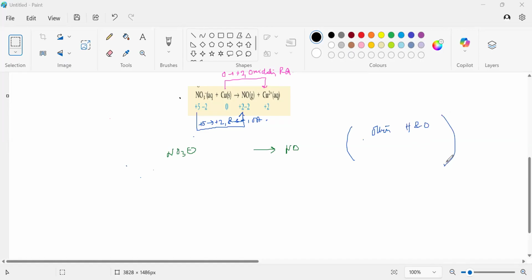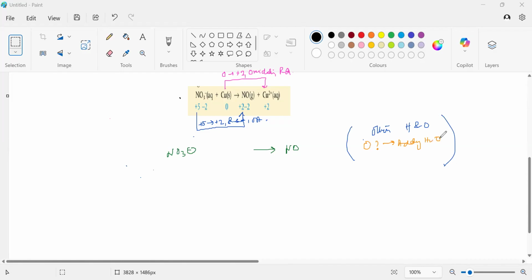Is it clear? Understood? What are the elements other than oxygen and hydrogen? Nitrogen, right? Is it balanced? Yes. Then you have to check if oxygen is balanced or not, right? You have to balance oxygen by adding H2O.